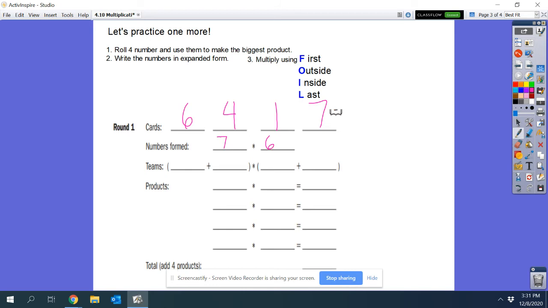And maybe we'll do 71 times 64. Okay, so now that you have your numbers formed, I want you to pause the video, try expanding them out into the teams, and then use FOIL, first, outside, inside, last. Sing it with me. First, outside, inside, last, so that each number faces off against each other number. Add your partial products and see what you get for 71 times 64. Play back when you're ready to see the answer.